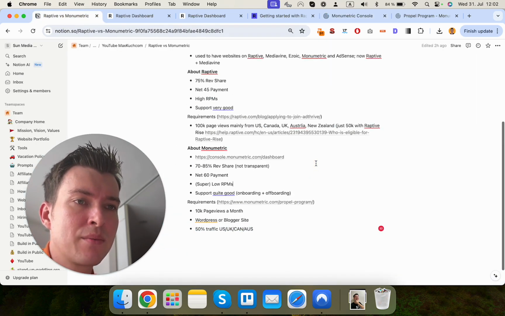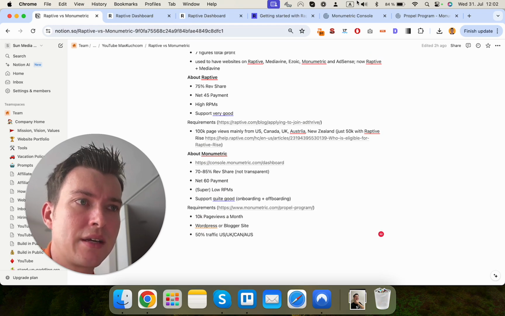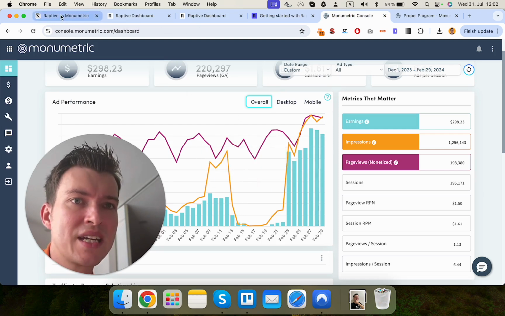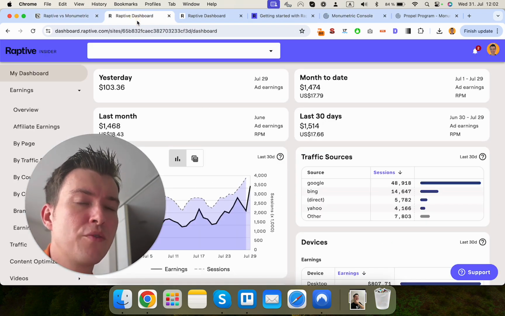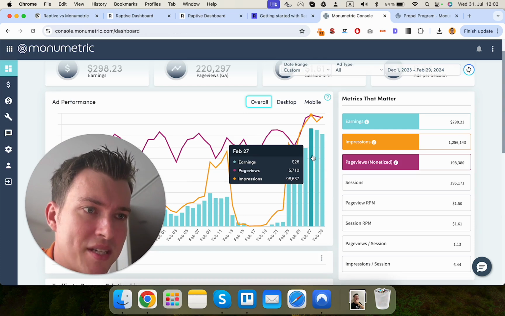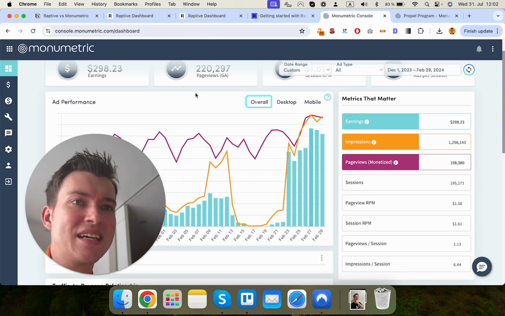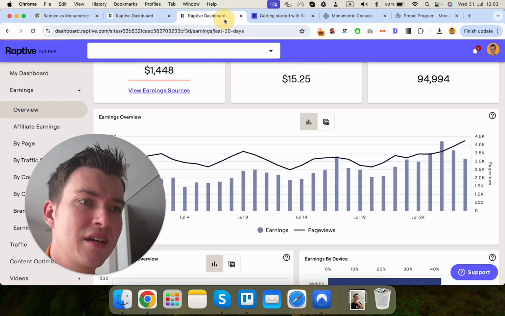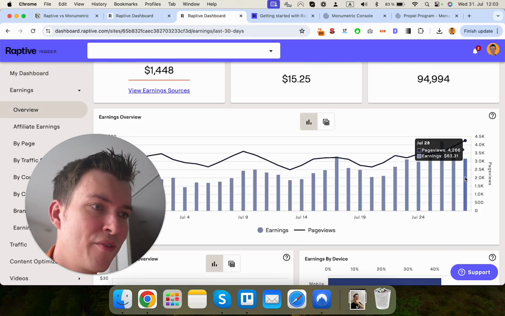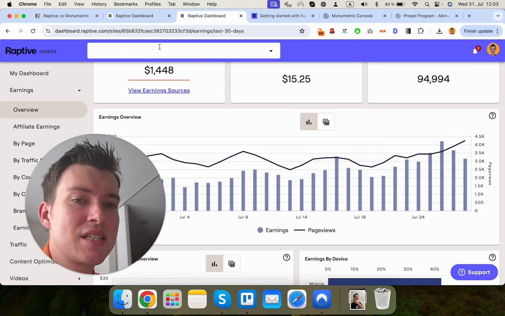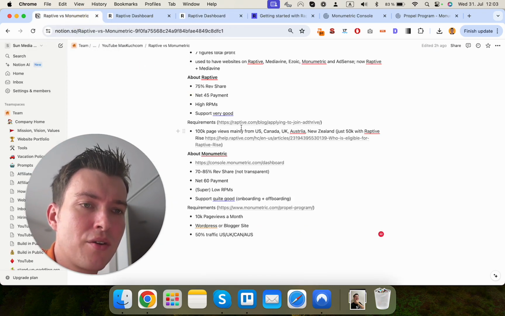So yeah, I think my opinion is pretty clear. We are not engaged with Monumetric anymore. And as you can see here, for very good reason. I mean, we 3x'd our RPM by just moving over to Raptive. Yesterday I made $100. This could never happen on Monumetric. If you round this up, you would need 20,000 page views a day to just get to $100. Meanwhile here, this is probably equal to like 3,000 or probably 4,000-ish page views to get to $100. So yeah, that's pretty much my conclusion here.